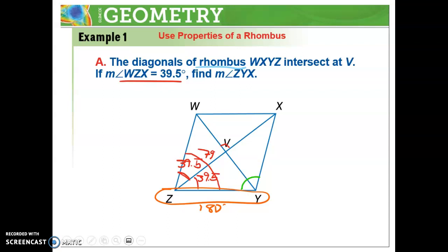So all we have to do is take 180 degrees and subtract 79 from it, and that will give us our answer. That would give us, I think, 101 degrees. So that would be our answer there. It's asking for the full angle. If we were asking for only half of it, then we would cut that in half, which would be like 50.5 or something like that. But that's all we're solving for.